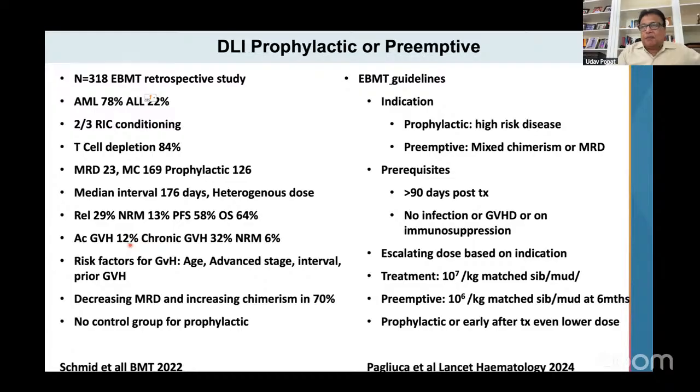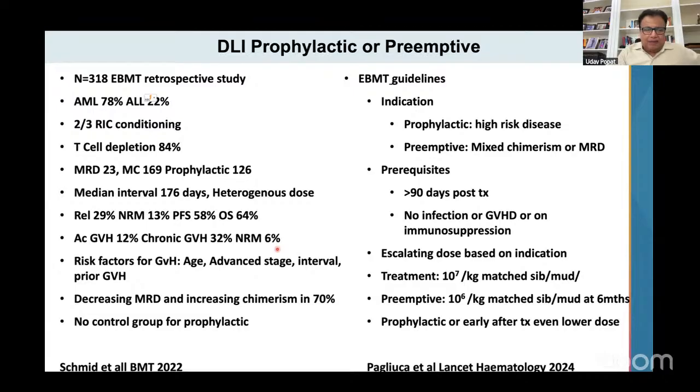12%, and here is the problem. This is definitive. This patient, you can get graft versus host disease, 12% acute, and chronic GVHD in 32%. And there was 6% mortality because of DLI. So this is not a benign treatment.